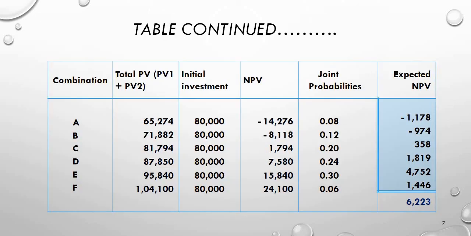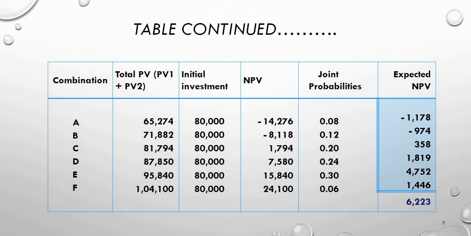Continuation of the table. Combination A to F, total PV. To get the total present value, the present value of first year and the present value of second year are added. Combination A 65,274, combination B 71,882, combination C 81,794, combination D 87,850, combination E 95,840, combination F 1,04,100. Initial investment as given in the question is rupees 80,000.